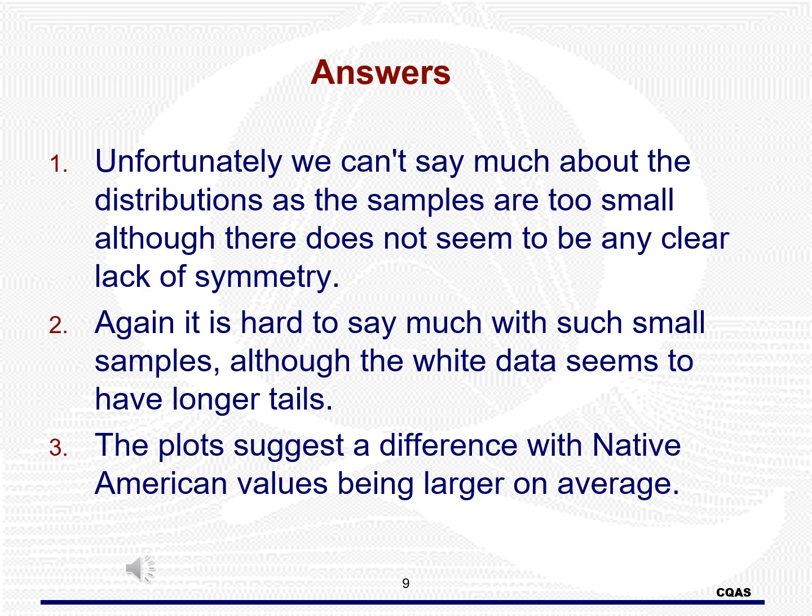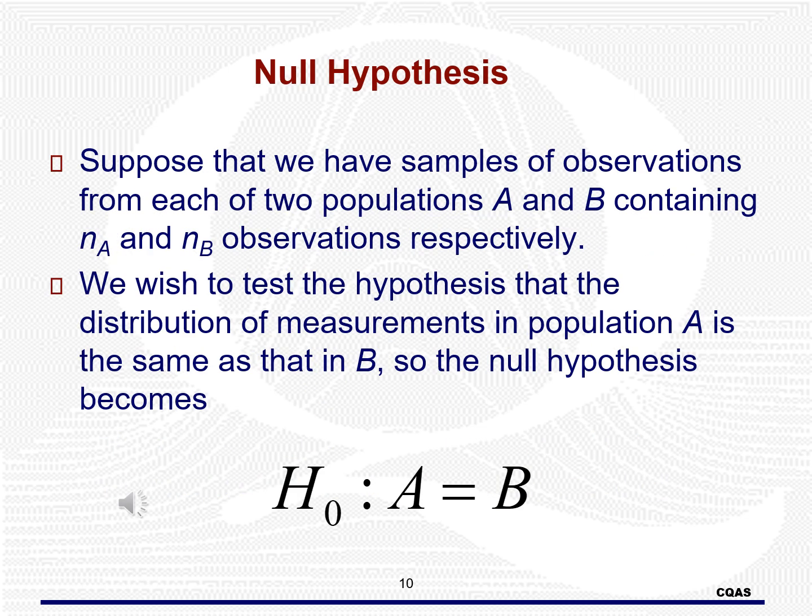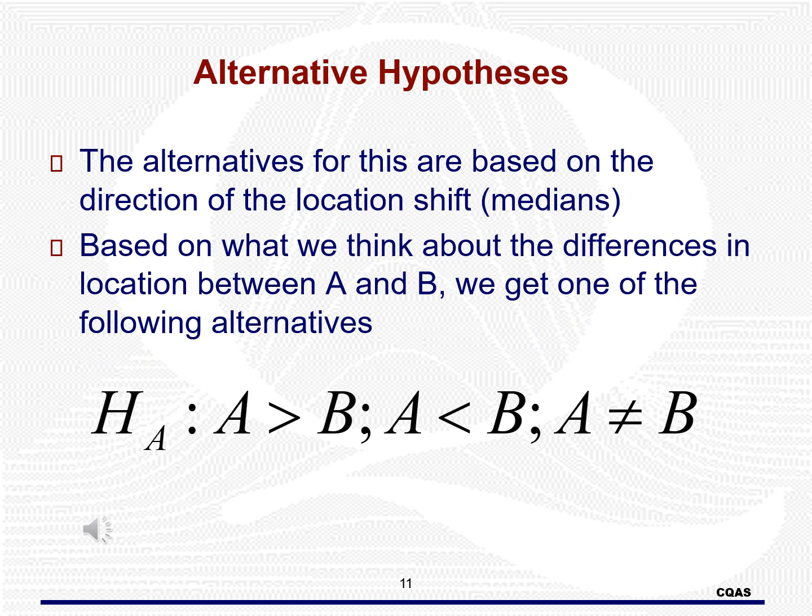Let's take a look at the null hypothesis for this test. In this case, we should assume that we have two samples to compare, each with a certain sample size, not necessarily equal. We are testing the hypothesis that the distributions in population A is the same as B. Recall that we usually do this with measures of location, so this is really no different than testing equality of medians. What are the potential alternative hypotheses? The alternatives here are based on the direction of the median shift. Just as with most hypothesis tests, the alternatives could be greater than, less than, or not equal to.